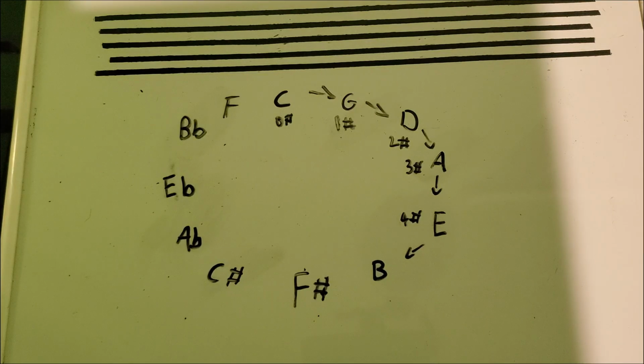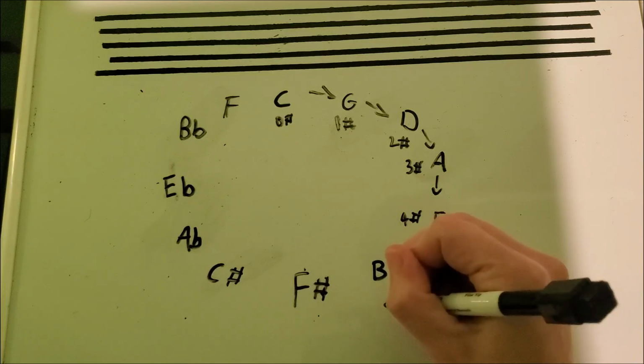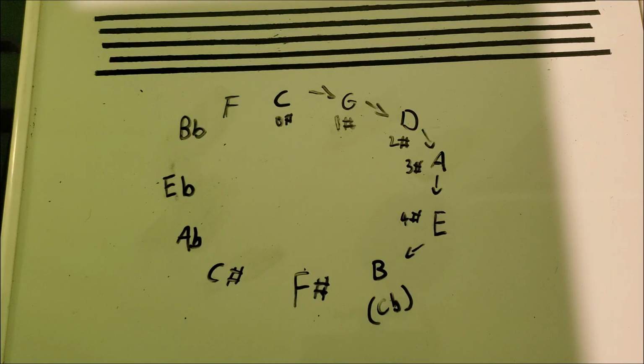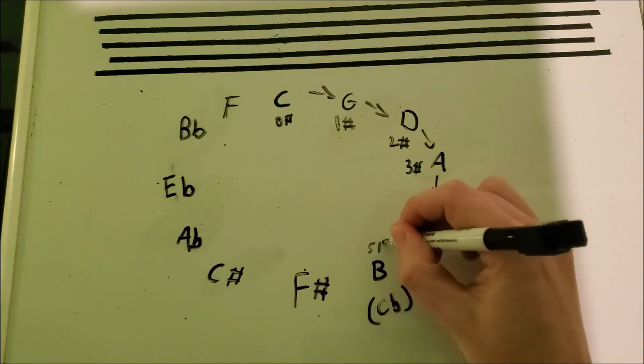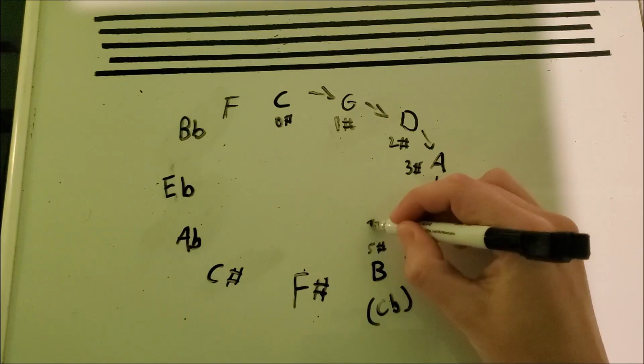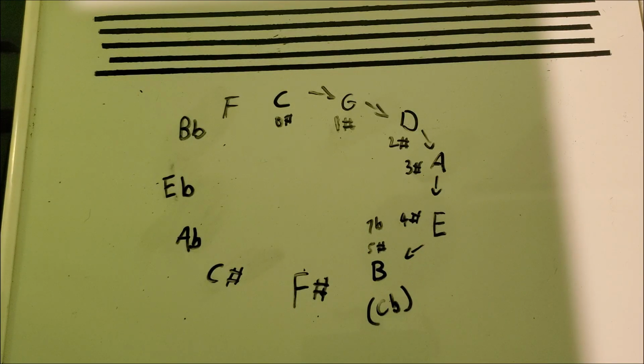Now, once we get here, we can basically switch between either sharps or flats. So this one, you might see it written as B. You could also see it written as C flat. Those are both the same note. And it's something called enharmonics, where it's the same note, but it can be written 2 different ways. And so when we get there, we have 5 sharps, but we could also label it as 7 flats. And I'll explain the flats in a little bit as we go down.